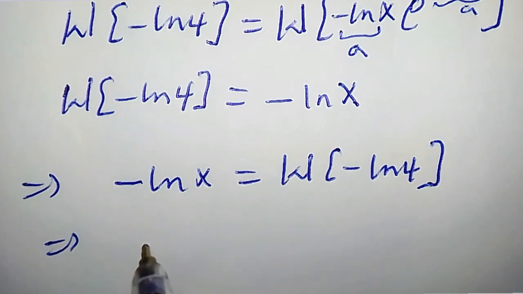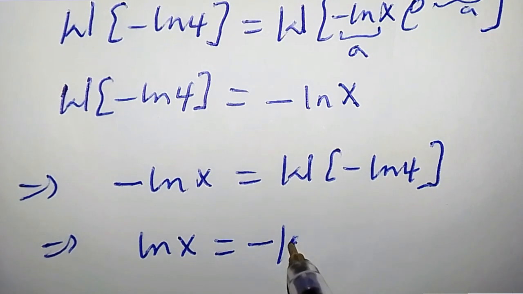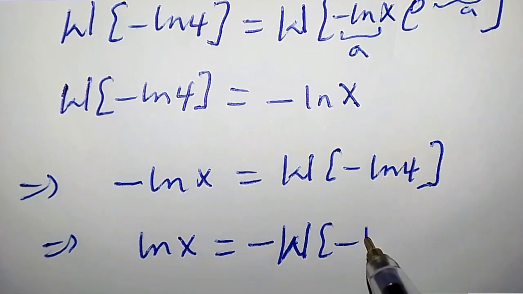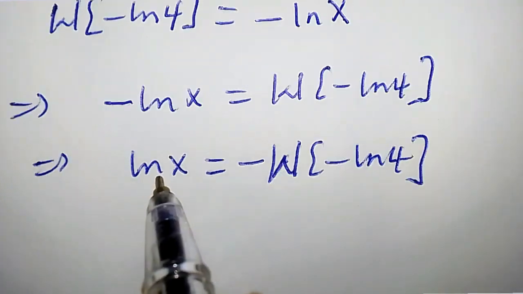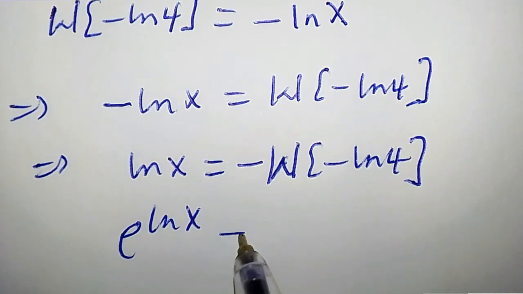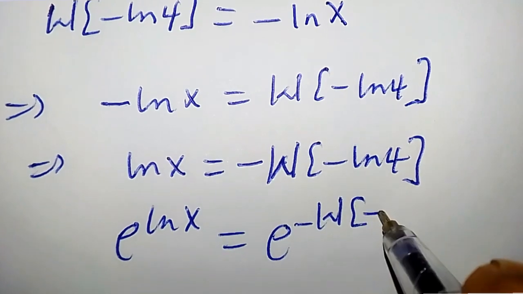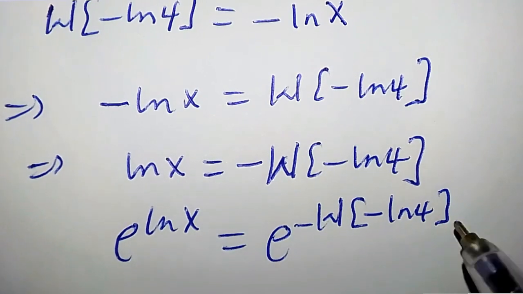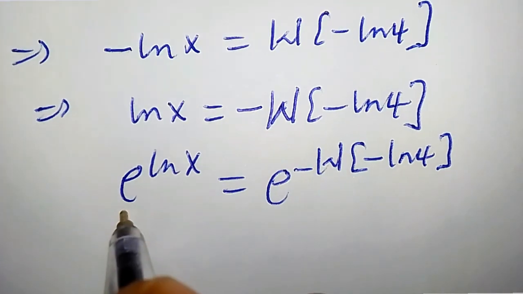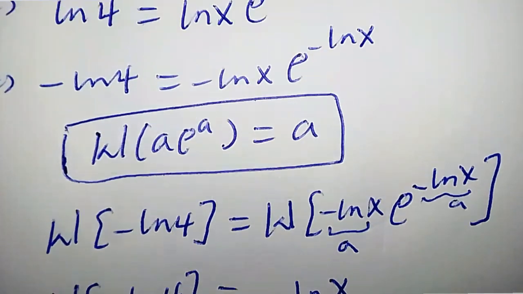Now, to make it easier, let's multiply both sides by minus 1. So this implies that ln x is equal to what? Negative W of negative ln 4. Exponentiating both sides, that will be e to the power of ln x equals e to the power of negative W of negative ln 4. But what is e to the power of ln x? That is exactly what we have here. Let me show you.